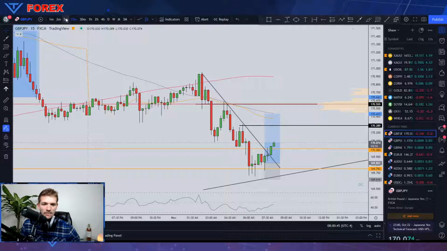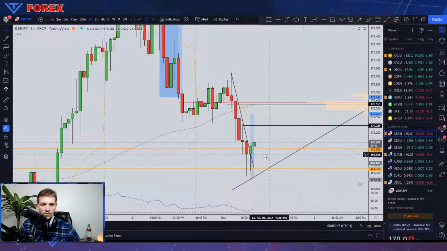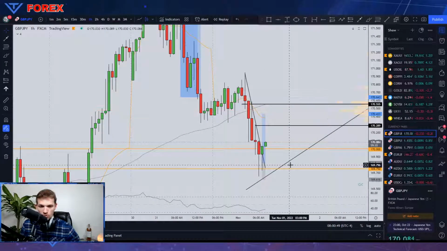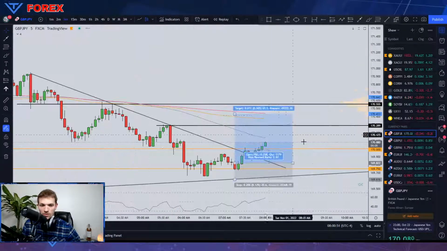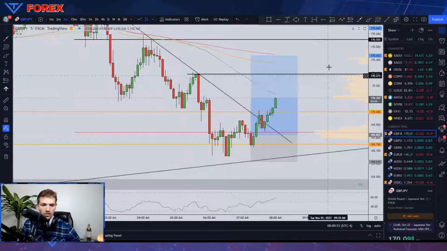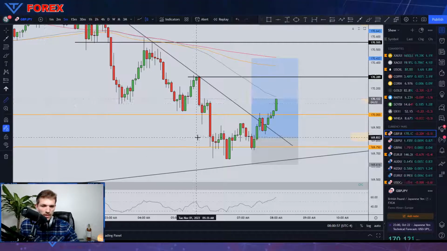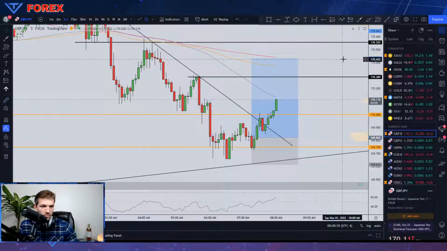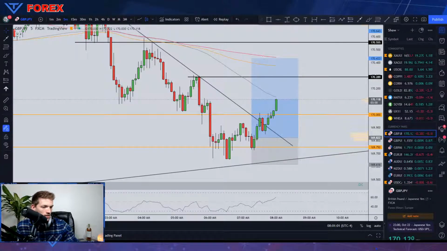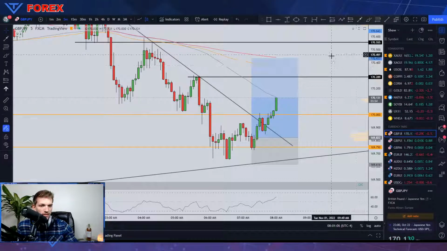Pound yen finally breaking through here. Hourly closed very strong. Big rejection wick. Closed above the 170 quarter point, and we're now marching on out of here. So pound yen moving nice, sitting up around 30 pips currently. About halfway to my take profit here.